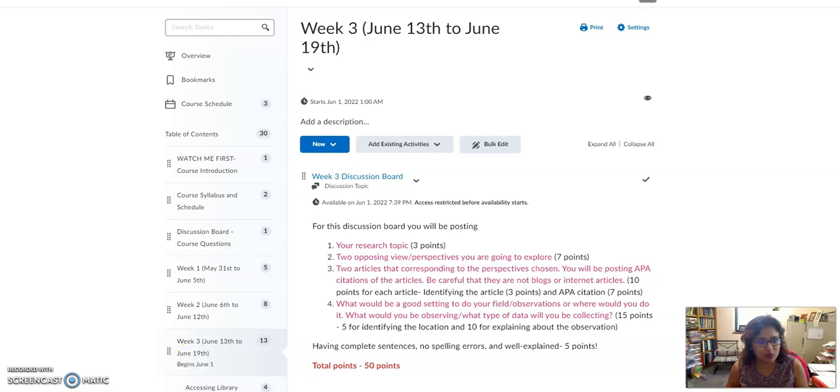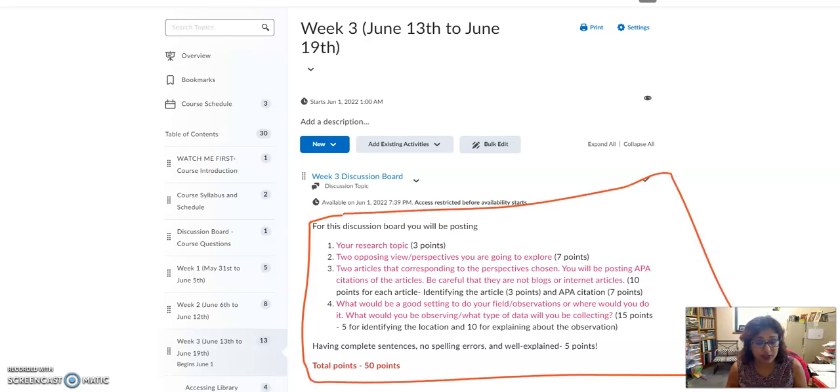What we have this week is our discussion board. The number of points for the discussion board is 50 points, which is again related to your research topic. So basically you will choose a research topic and I'll show you the resources. You're going to choose two opposing views or two different perspectives that you're going to explore about it. Two articles. This should not be blogs or news reports. You're choosing articles corresponding to the perspectives that you chose.